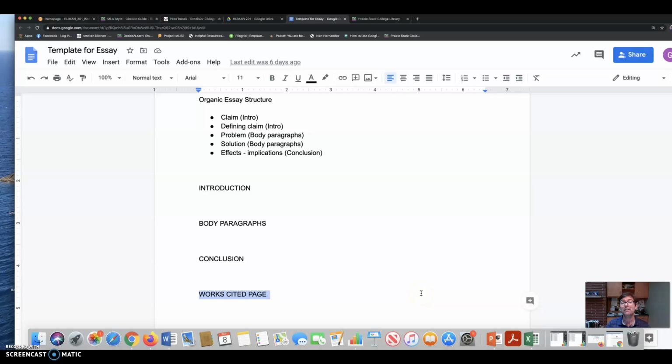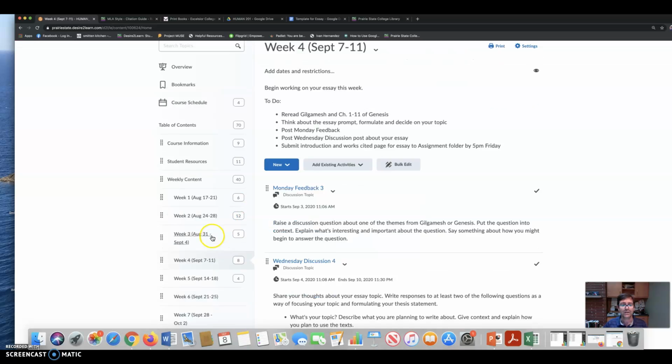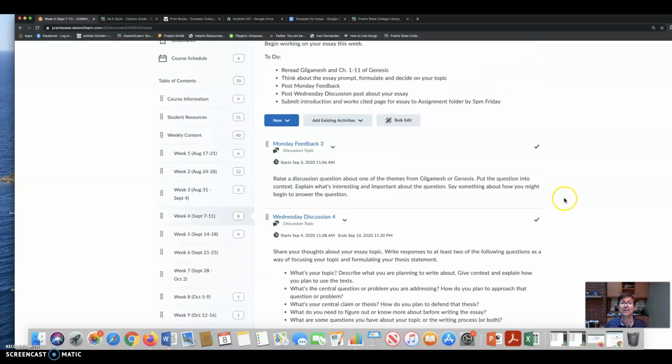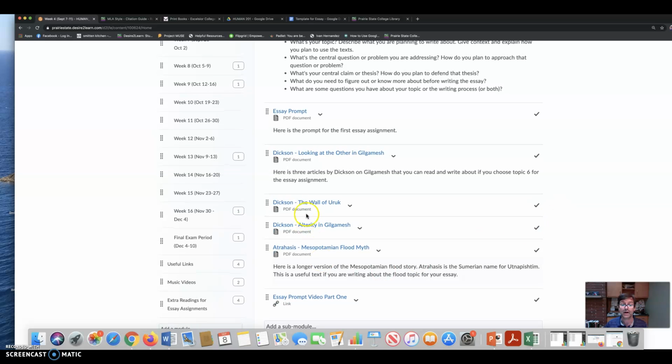Okay, the 5 pages, the 1250 word count, that covers the introduction, the body paragraphs, the conclusion. And then tacked onto that is a works cited page. Okay, what does that look like? Well, you can go to our website, and in the content area, you can find a couple of things. First, the extra readings for the essay assignment. These are also contained in week 4 of the weekly content module.